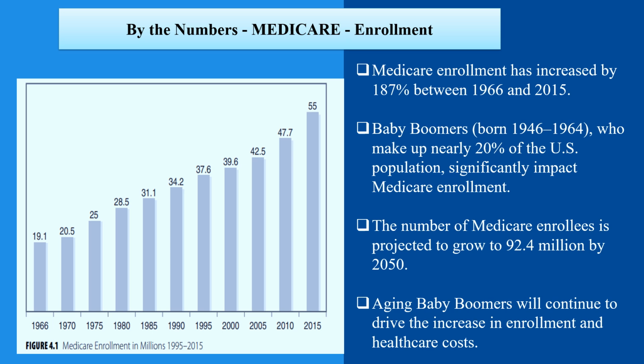So the baby boomers, those are the ones born between 1946 and 1964, who make up nearly 20% of the US population, significantly impact Medicare enrollment. So the number of Medicare enrollees is projected to grow to 92.4 million by 2050. Wow, that's a big number. Aging baby boomers will continue to drive the increase in enrollment and healthcare costs.